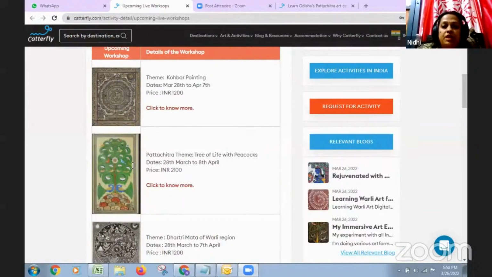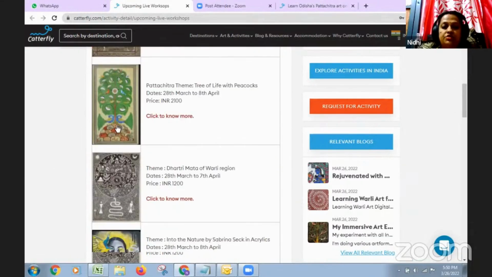Monday onwards, we are starting with this Kobar painting in Madhubani. I will not click on them, but just to showcase the designs. This is a Kobar painting, which is one of the important parts of Madhubani. We are starting this from 28th March to 7th April. Then in Pattachitra, I've already shown this is a Tree of Life, which we are starting on 28th.